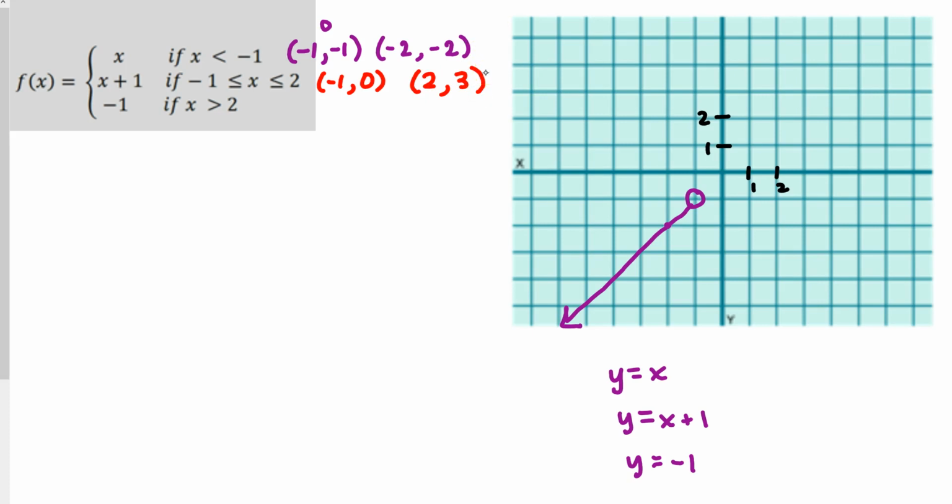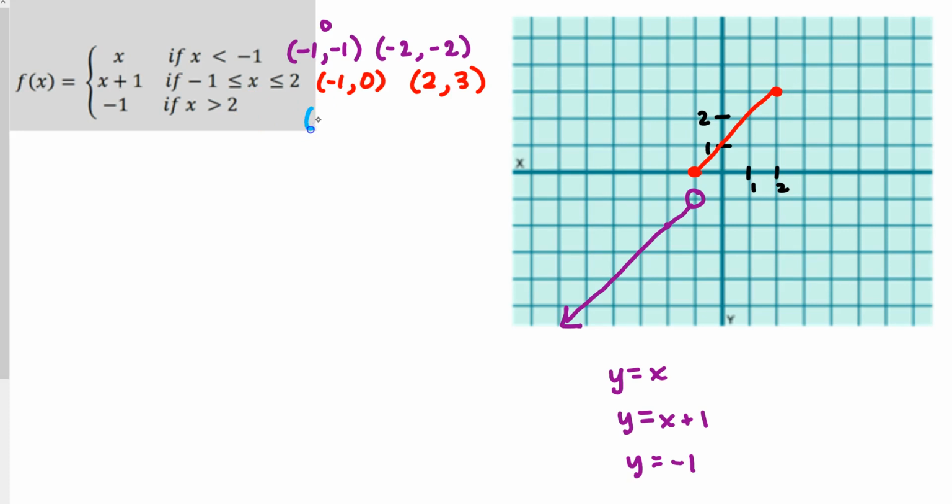So we have negative 1, 0, closed circle, 2, 3, closed circle, and then the line segment in between, and that's the middle piece. Does it look like the line y equals x plus 1? Does it look like it has a slope of 1 and a y-intercept of 1? I hope so. Okay, now for the bottom piece.